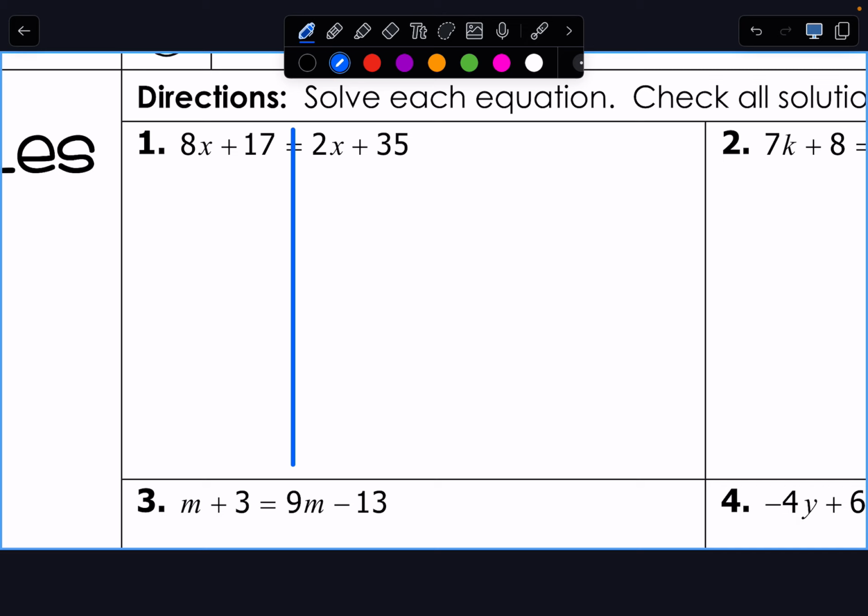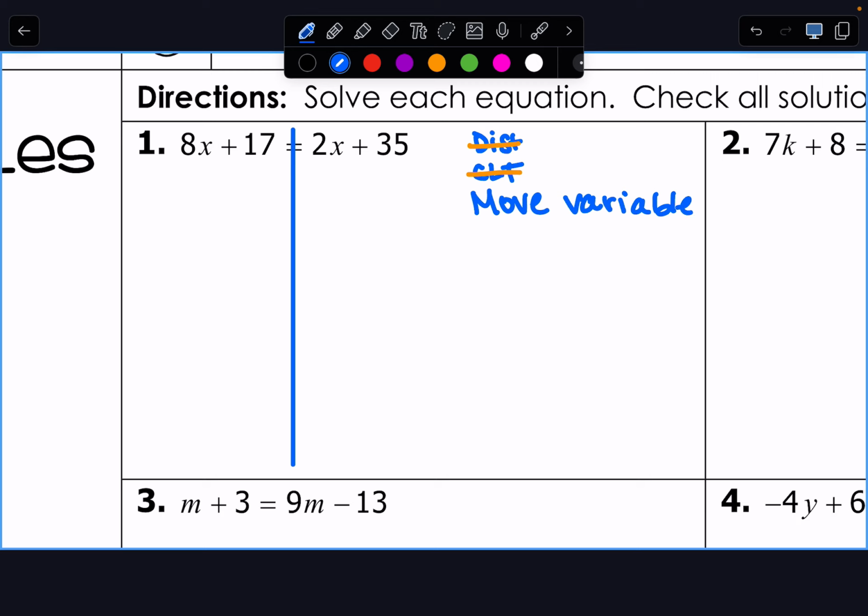First of all, is there anything that we need to distribute? No, we do not need to distribute anything because there's no parentheses. Do we have any like terms to combine? When I ask you that, I want you to look at the two sides of the fence separately. Left side of the fence, is there anything we can combine? No. Right side of the fence, is there anything we can combine? No. So in this problem, we don't have to do that first step of simplifying. What we do need to do is move the variable.